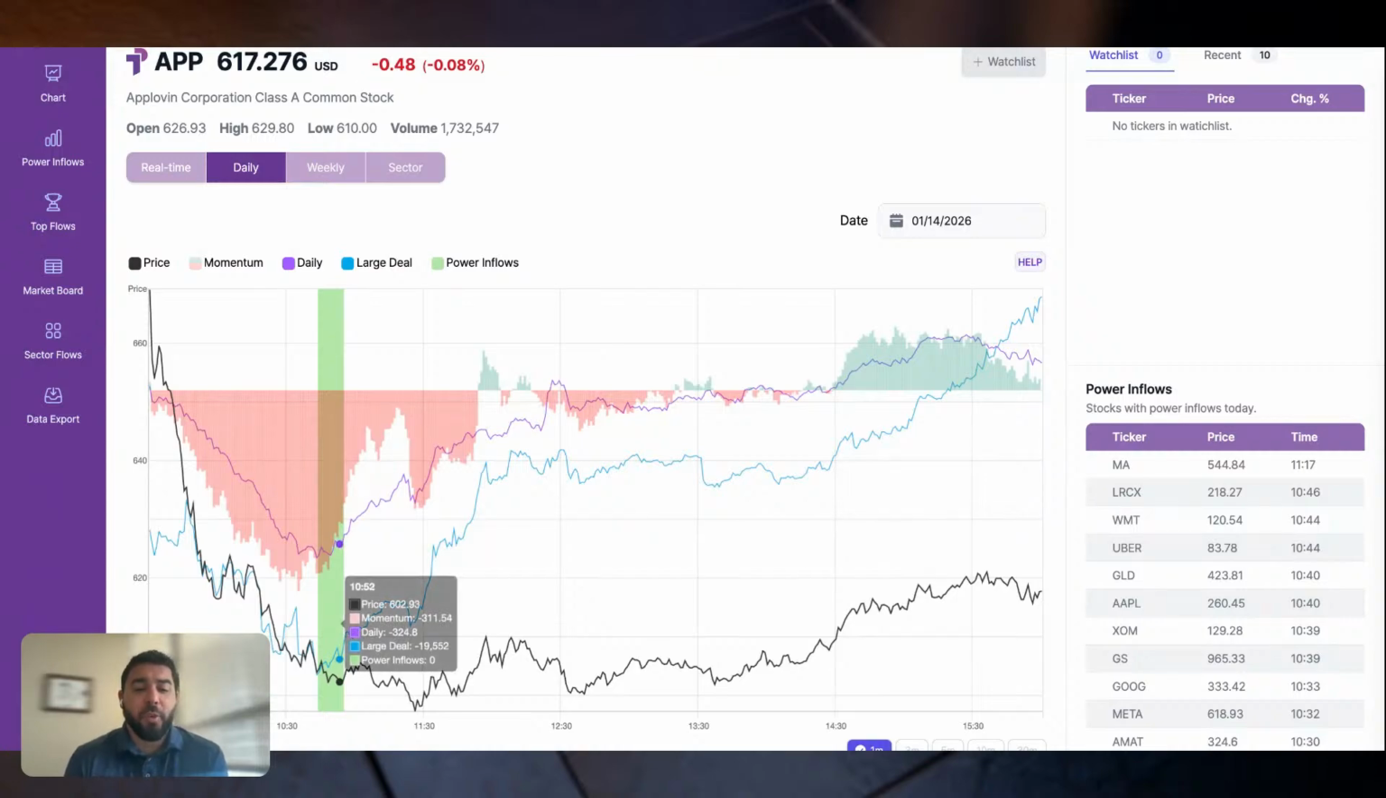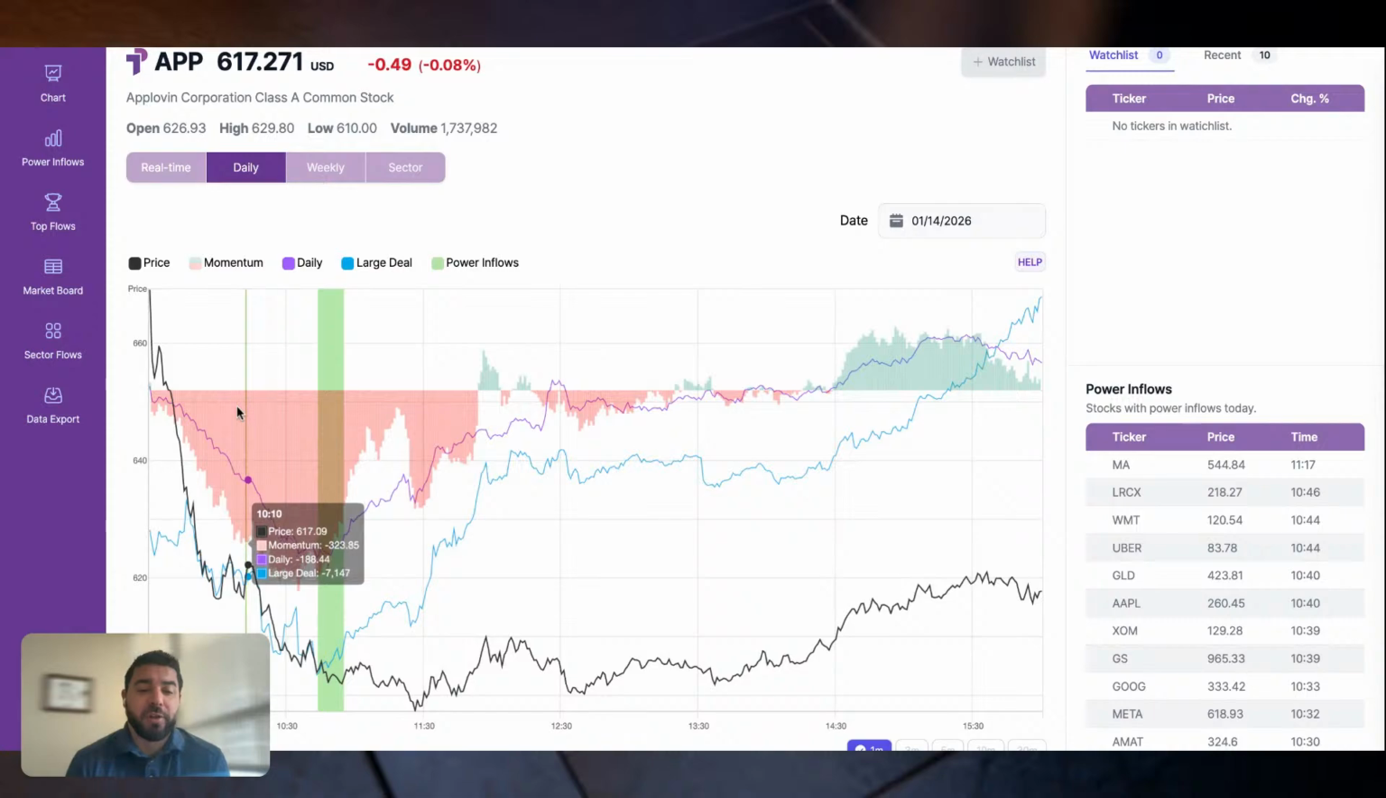And then to go with that, you can see that light blue line, the institutional flow data. You can see how much that dropped, a pretty steep decline there as well. And then, of course, that red shade, the retail momentum flow data we talked about. You can see how deep in the red it was there too.